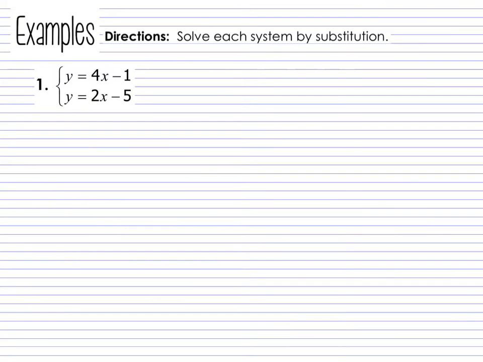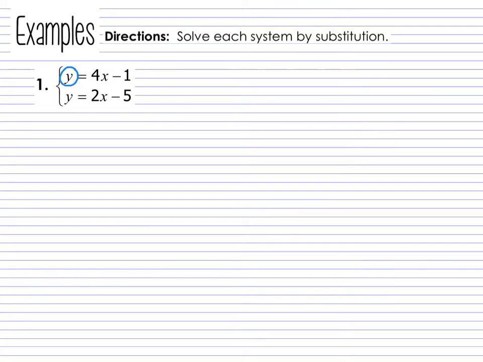Okay, so here's our first example. We have our two equations and we have two variables, our x and y. So step one in substitution is to solve for one of the variables, either x or y. What's nice here is in both equations, we've already solved for y. We only need to do it in one equation. In this case, that's been done for us in both.